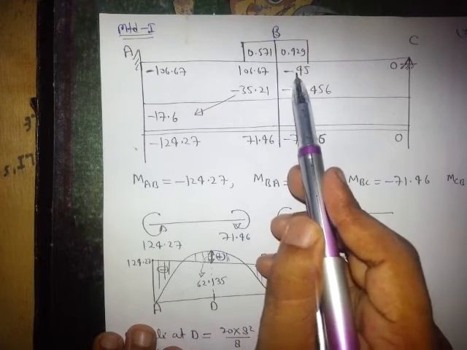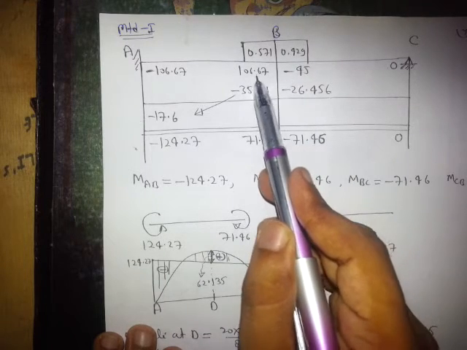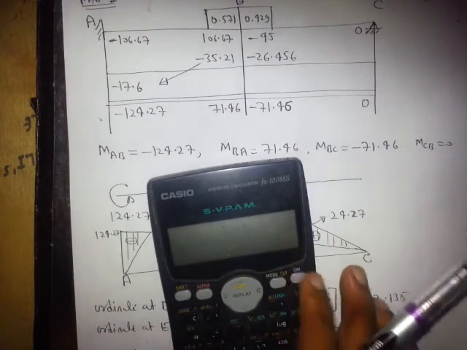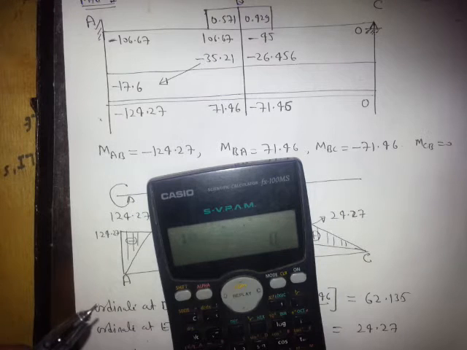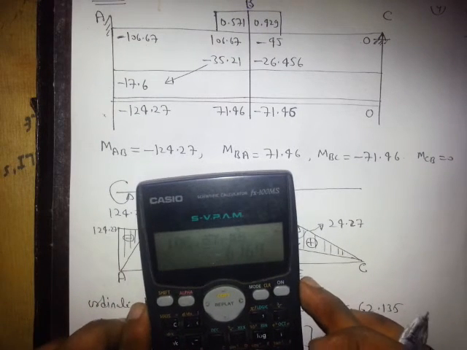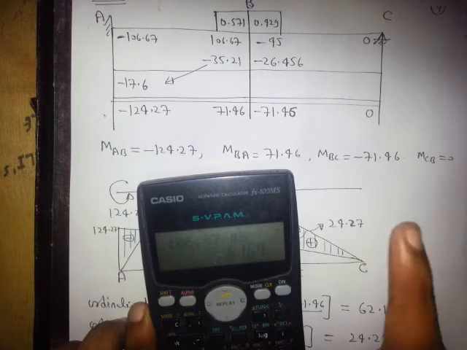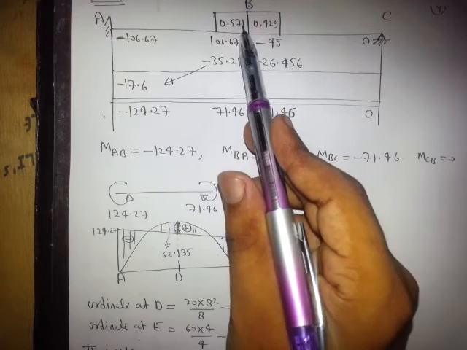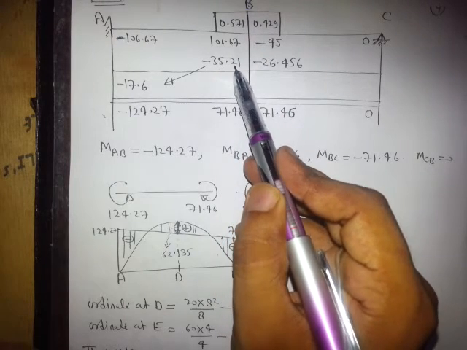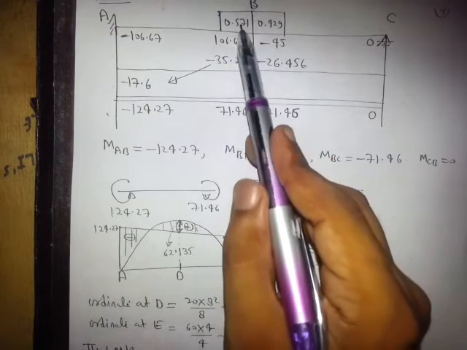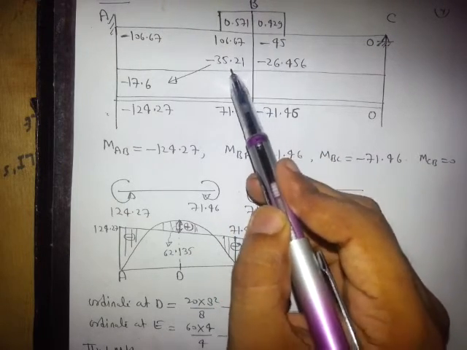Now since this joint is unbalanced, the unbalanced moment is 106.67 minus 45. The unbalanced moment is 61.67 plus. So we will apply minus 61.67 in order to balance, and some part of minus 61.67 will be given to this, and some part will be given to the other, in the proportion 0.571 and 0.429.